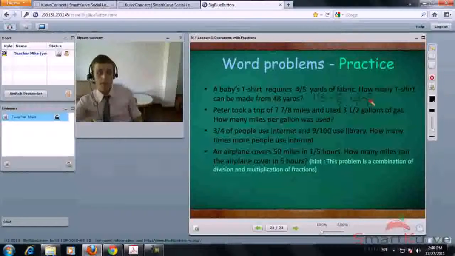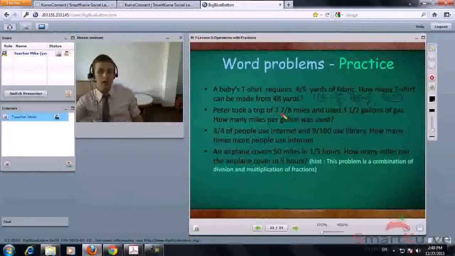We know that this can cancel out to 1, and the 48 to 12, 24, 36, 48. We have 12 times 5, 60. If a baby's t-shirt requires 4/5 yards of fabric and we have 48 yards, you can make 60 t-shirts.